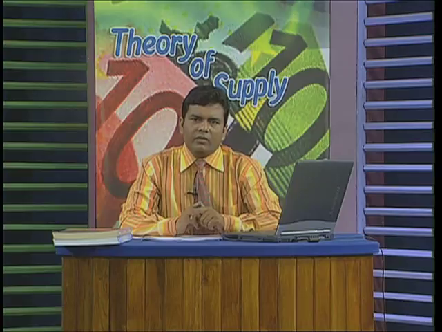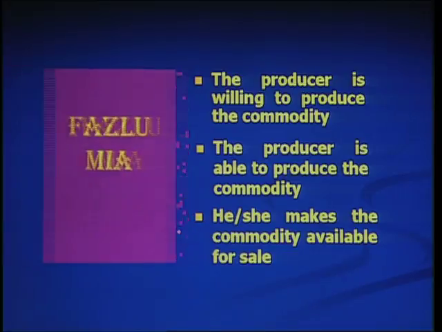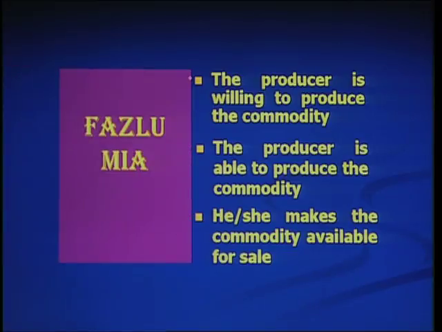What we can infer from this situation? In case of Liton Miah, we saw that the producer is willing to produce the commodity. This condition has been fulfilled only, but other two conditions are not fulfilled. So Liton Miah does not have the supply of commodity. And in case of Fazlul Miah, all three conditions has been fulfilled. First condition, second and third one. All these three conditions has been fulfilled in case of Fazlul Miah. So we can say Fazlul Miah has the supply of vegetable.